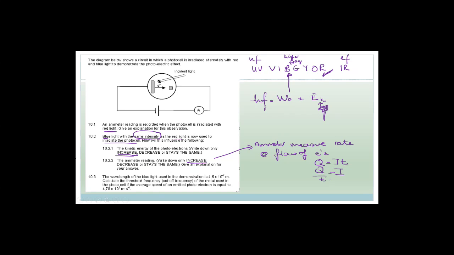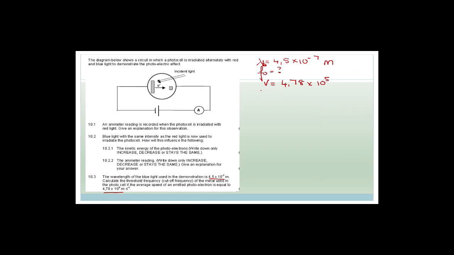Okay. Right, now let's just erase all writing. Okay, and let's change the color. It says the wavelength of blue light used in the demonstration is 4.5 times 10 to the negative 7 meters. Calculate the threshold frequency of the metal used in the photocell, if the average speed of the emitted photoelectrons is 4.78 times 10 to the 5. So the v is 4.78 times 10 to the 5. And they want the threshold frequency.